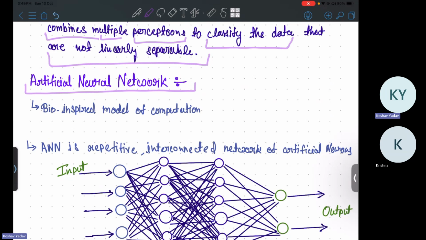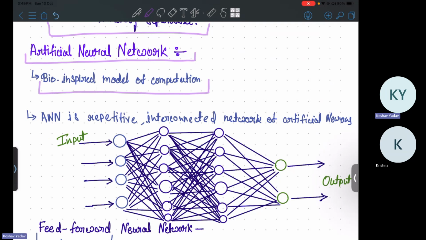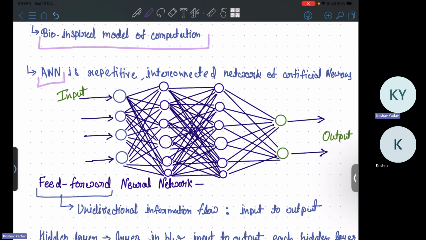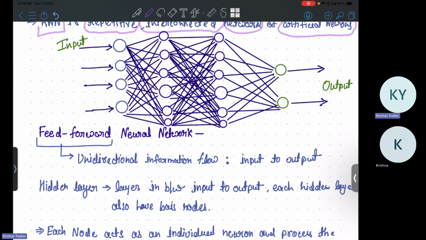Now, what is an artificial neural network? This is nothing but a bio-inspired model of computation. As we discussed earlier, ANN is a repetitive interconnected network of artificial neurons. An artificial neuron is a unit cell kind of thing. What it does is optimize to find the W0 and W1. So let us see an example of ANN.